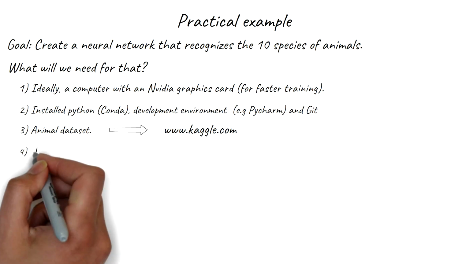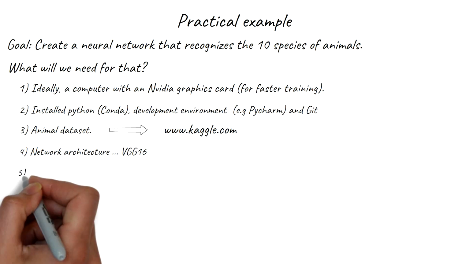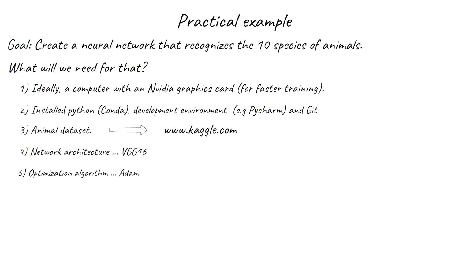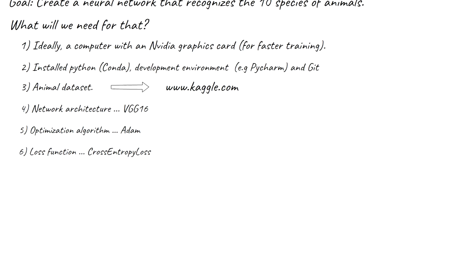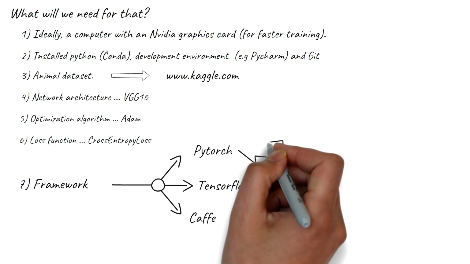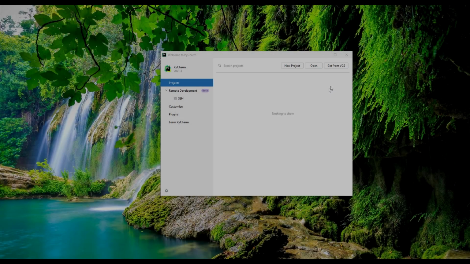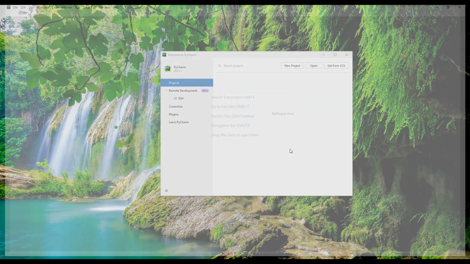For completeness, we will then choose the network architecture, which will be VGG16. An Adam optimization algorithm and cross-entropy loss function. We also have to choose a framework. For today's example, let's choose the PyTorch framework. First, we download the project that was created for this video.